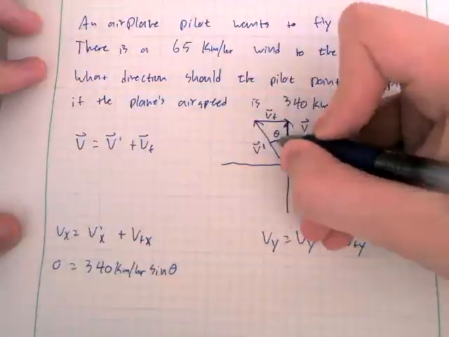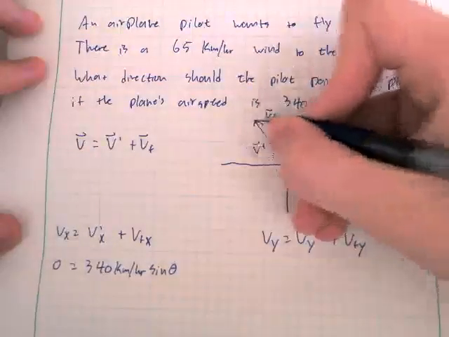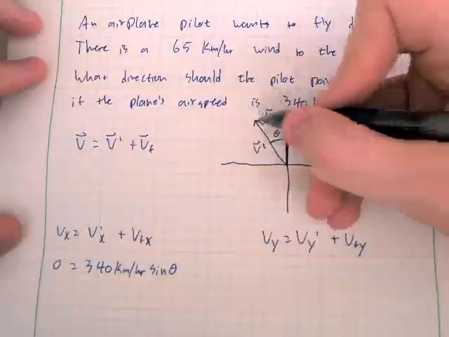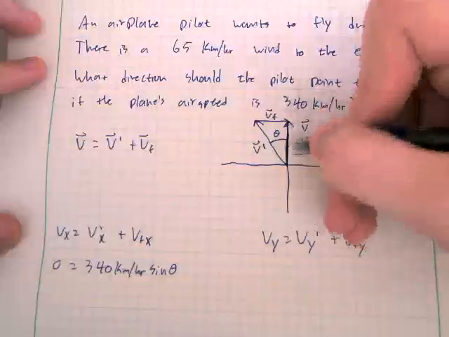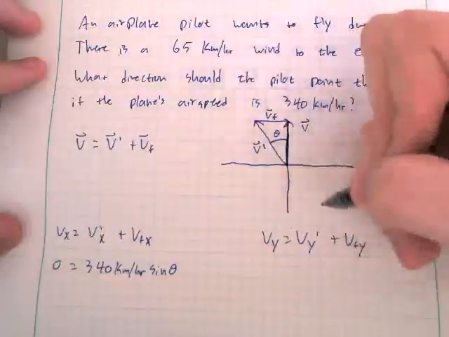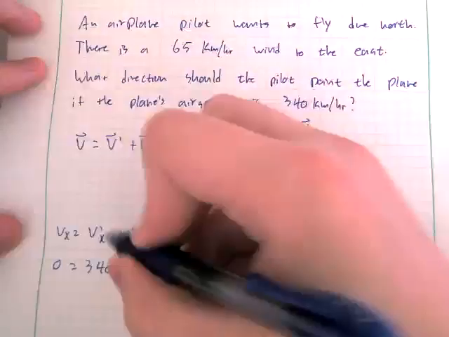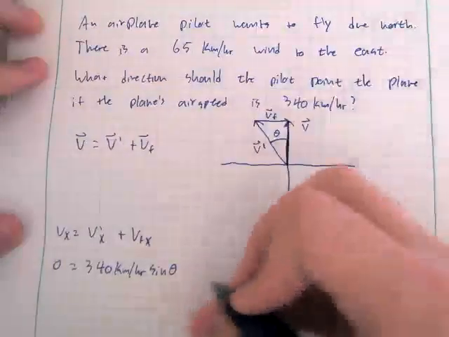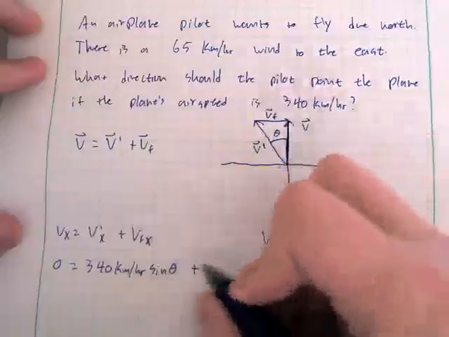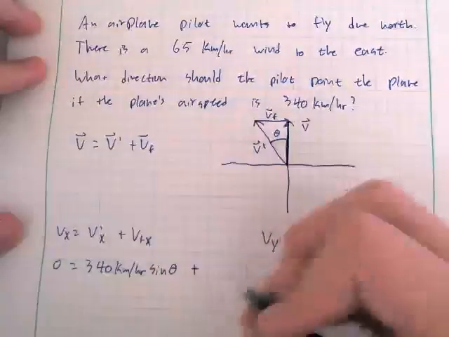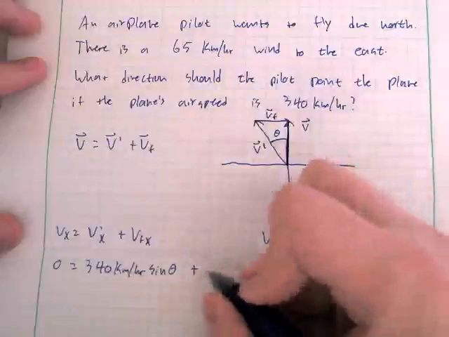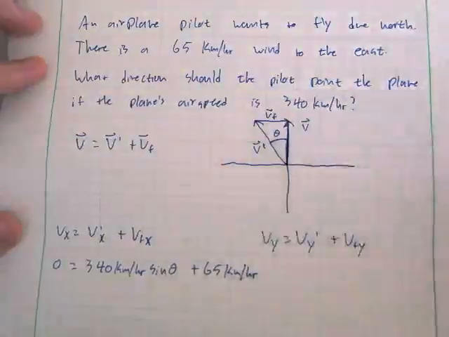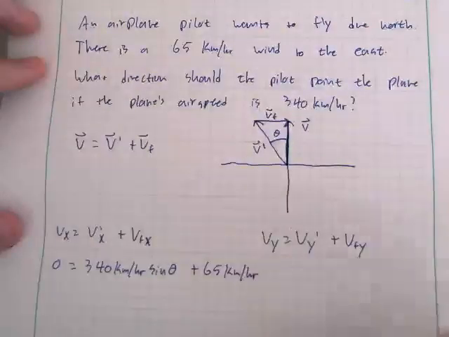So the opposite side of this angle is, in fact, when I look at just this v prime vector here, the opposite side of this is, in fact, my x direction. Right? My adjacent side is now going to give me my y component. Okay, so we have this. We have 340 kilometers per hour times sine of theta, and then we have plus what? We have plus the speed of the wind in the x direction, which is going to be 65 kilometers per hour.